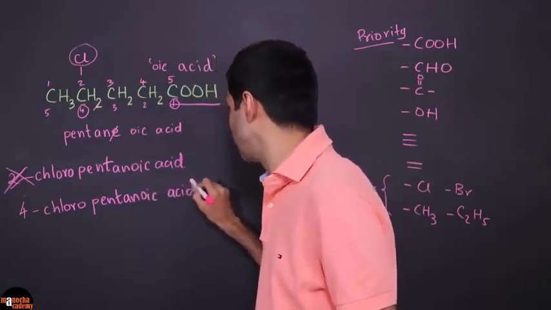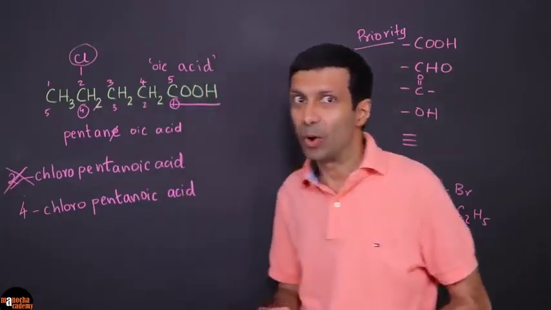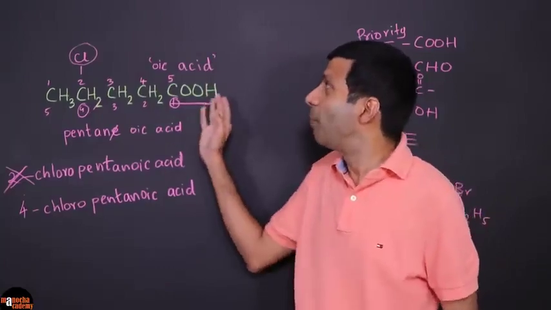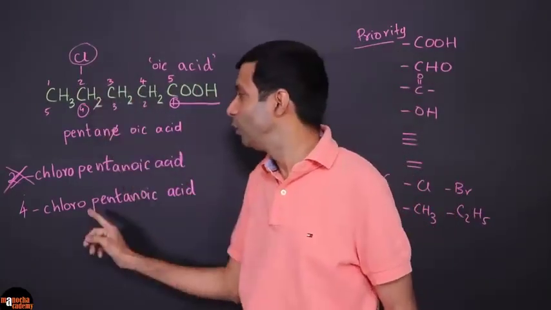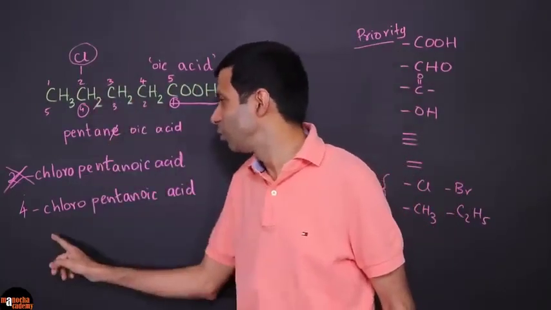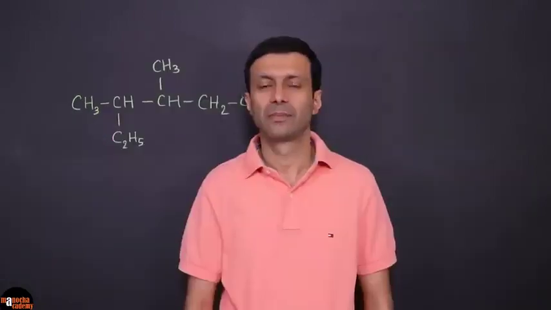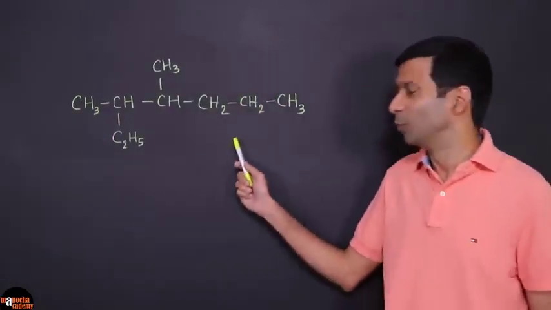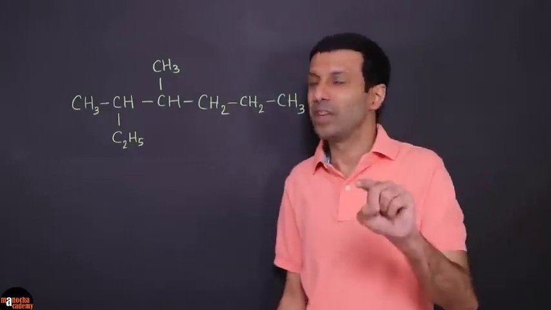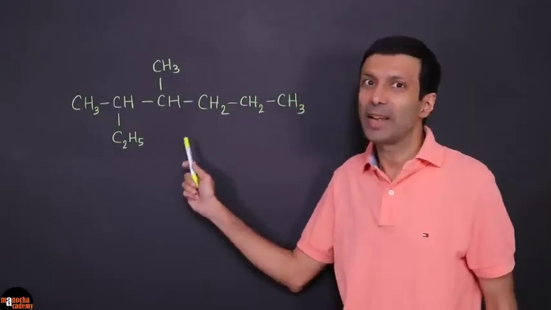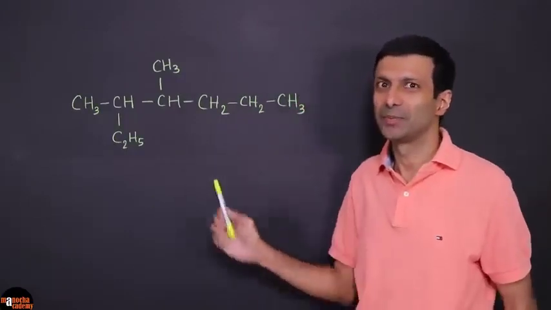4-chloropentanoic acid. So this is an important thing we've learned, that when there are multiple functional groups, we need to apply a priority list to determine the numbering here. Here's another example for you. Why don't you pause the video and try writing the IUPAC name yourself for this one.